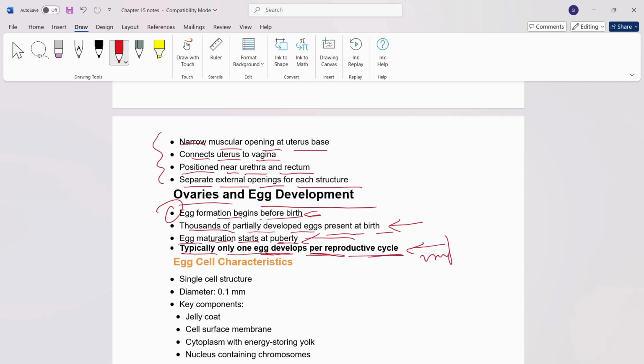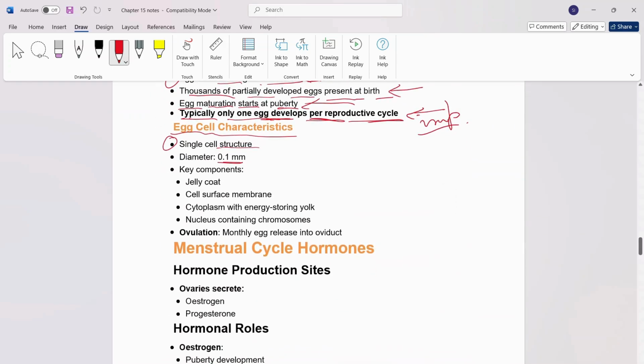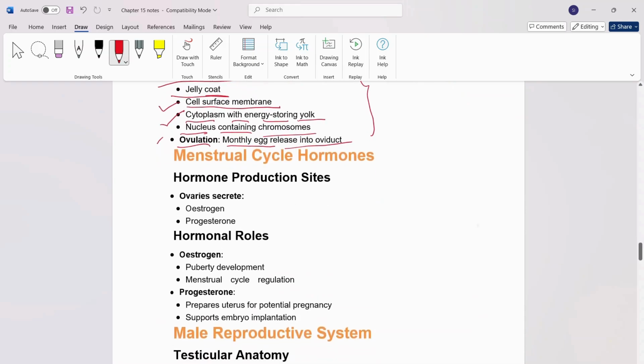Okay, this is important to remember. Alright, next is egg cell characteristics. So, single cell structure, diameter is about 0.1 mm. The key components are the jelly coat, cell surface membrane, cytoplasm with energy storing yolk, nucleus containing chromosomes, and ovulation, the monthly egg release into the oviduct. Learn all these phenomena as they are very important and might be tested in the exam.